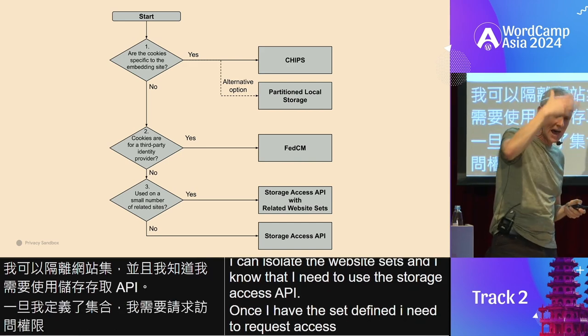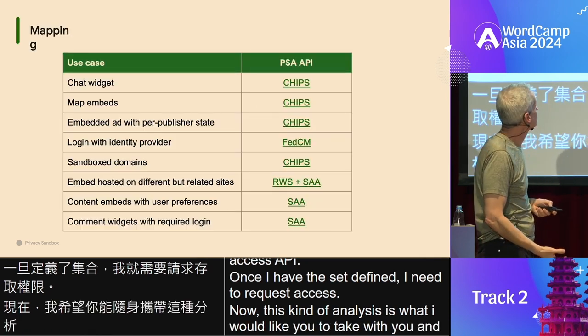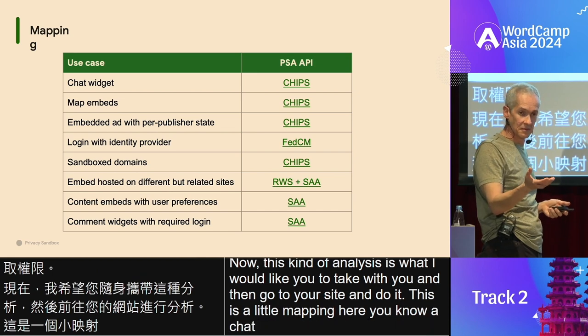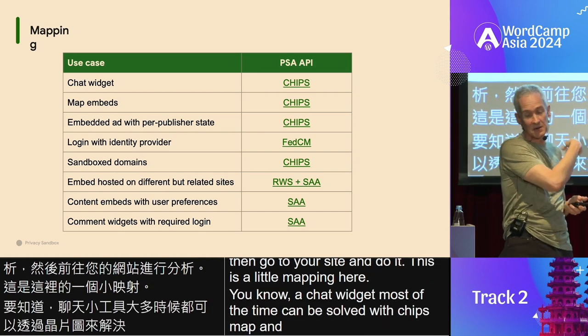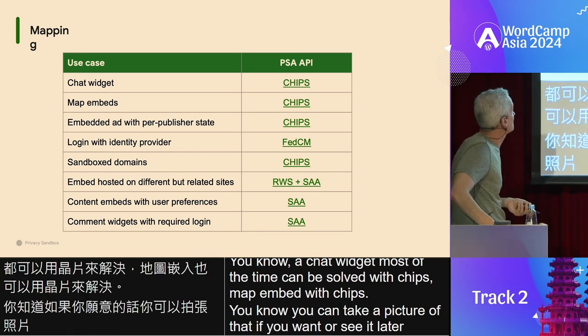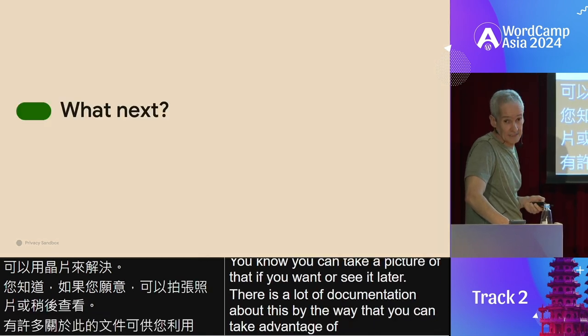Now, this kind of analysis is what I would like you to take with you and then go to your site and do it. This is a little mapping here. A chat widget most of the time can be solved with CHIPS. Map embed, with CHIPS. You can take a picture of that if you want or see it later. And there is a lot of documentation about this, by the way, that you can take advantage of. What next?